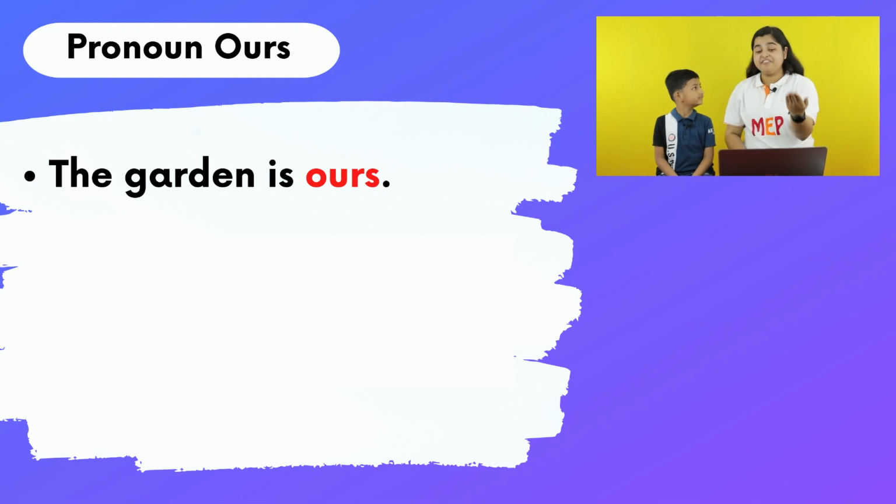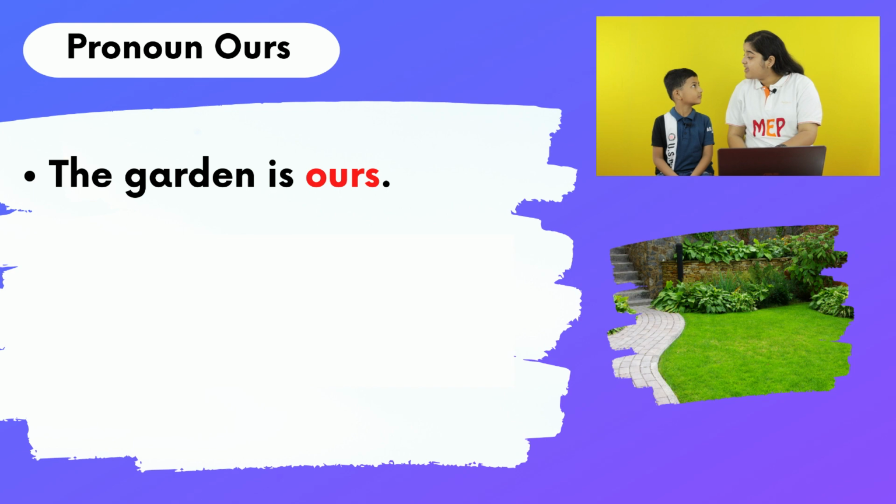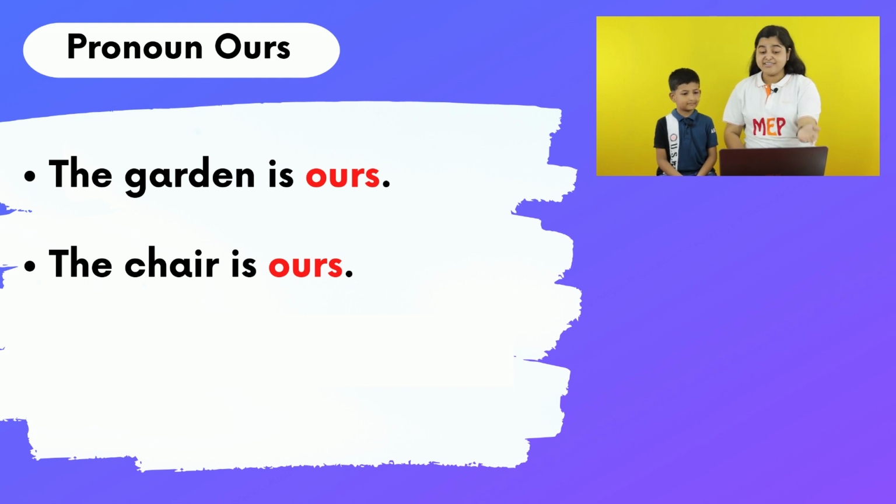So Rudy, our first example of pronoun ours is: the garden is ours. In this sentence, ours is a possessive pronoun which comes at the end of the sentence and it is not followed by a noun. It denotes that the garden belongs to first person plural. I understood. Good. So Rudy, read the second example.